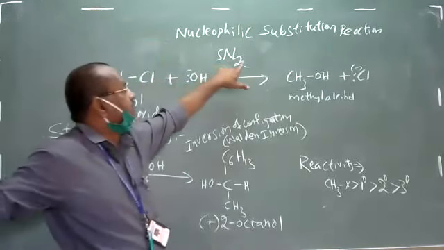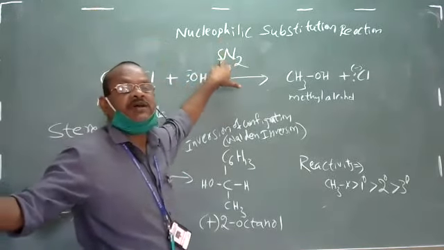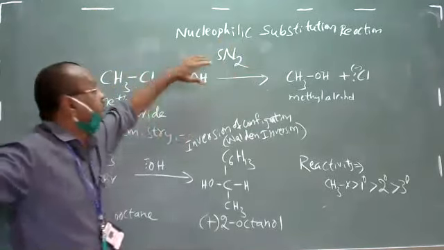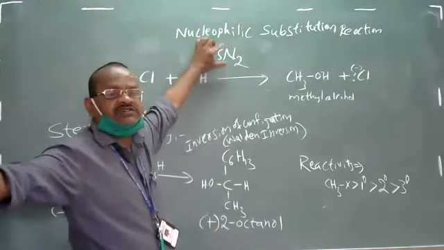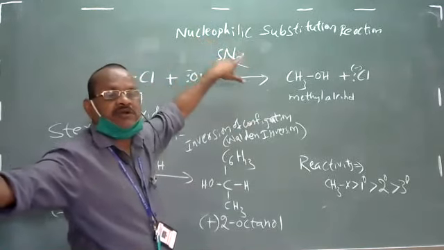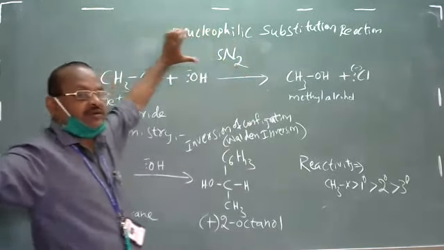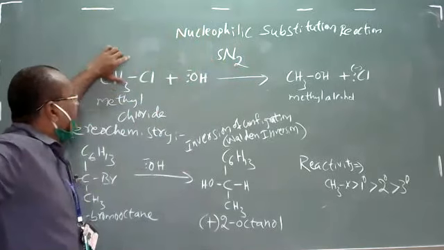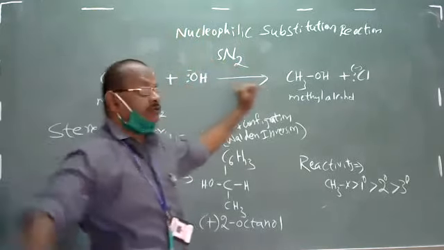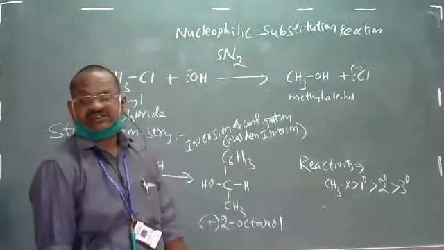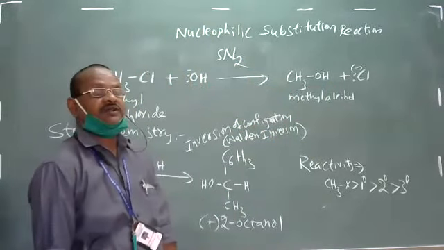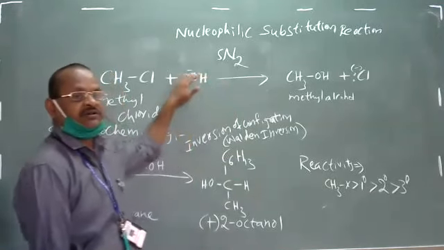Nucleophilic substitution bimolecular reaction, which is denoted by SN2, S capital, N capital, and 2, which is nucleophilic substitution bimolecular reaction. Coming to the definition, methyl chloride reacts with a nucleophile to form methanol and a chloride ion. This reaction is known as an SN2 reaction, or a nucleophilic substitution bimolecular reaction.